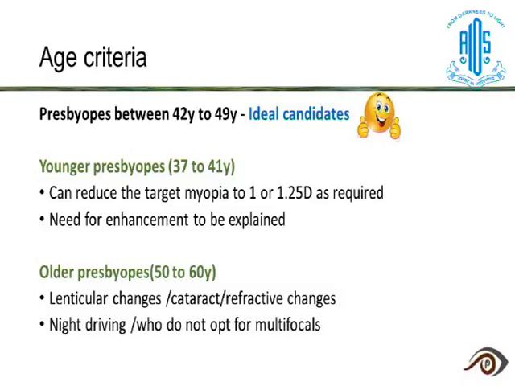So for age criteria, 42 to 49 would be ideal candidates, as you expect, because it's a 1.5 add, and they have realized the problem of presbyopia. So they are the ones who will do well. And for younger patients from 37 to 41, we have a few patients in this age group, you can reduce the target myopia to 1.25 or 1 or even 0.75 as required. You need to tell them that in future you may need some enhancement or some additional glasses.